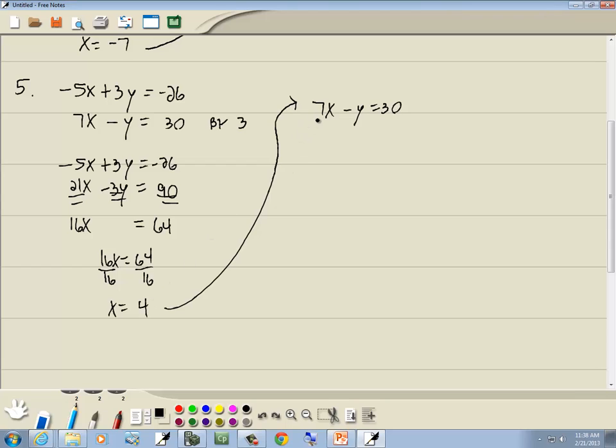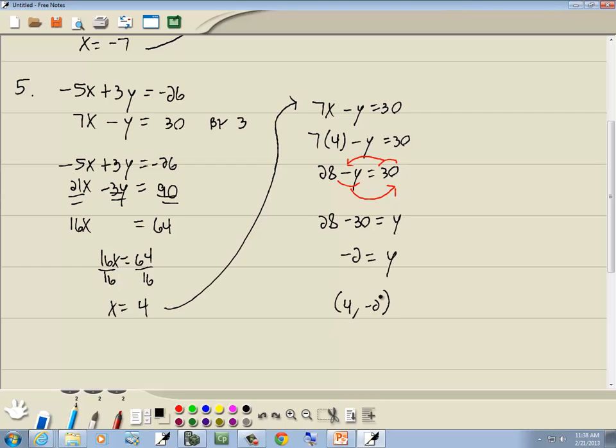We just said x was equal to 4, so I'll replace the x up here with 4. 7 times 4 is 28, minus y is equal to 30. Now we won't get y by itself, so I'm going to take this negative y to the right side, and I'll take this 30 to the left side. Remember, when you take anything across your equals, the sign changes. So we got 28 minus 30 is equal to y, or y is equal to negative 2. So our answer is 4, negative 2.